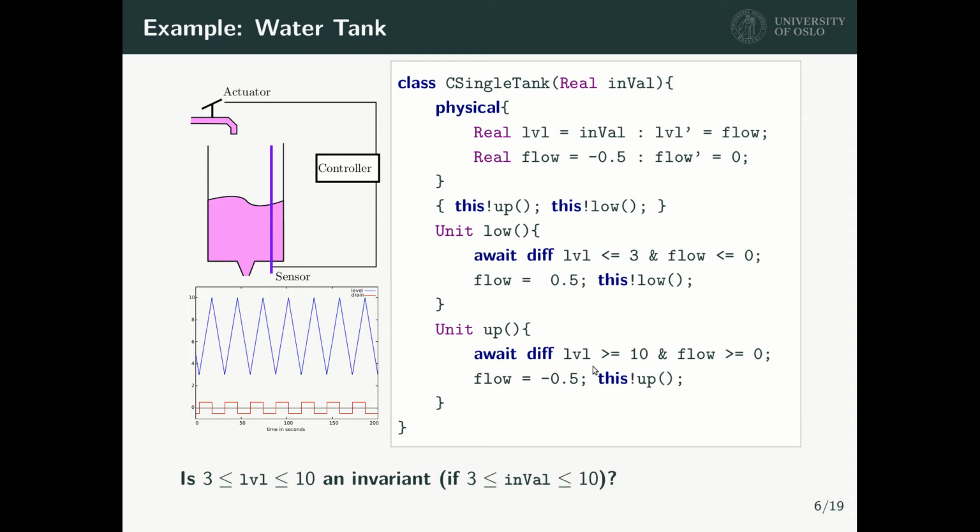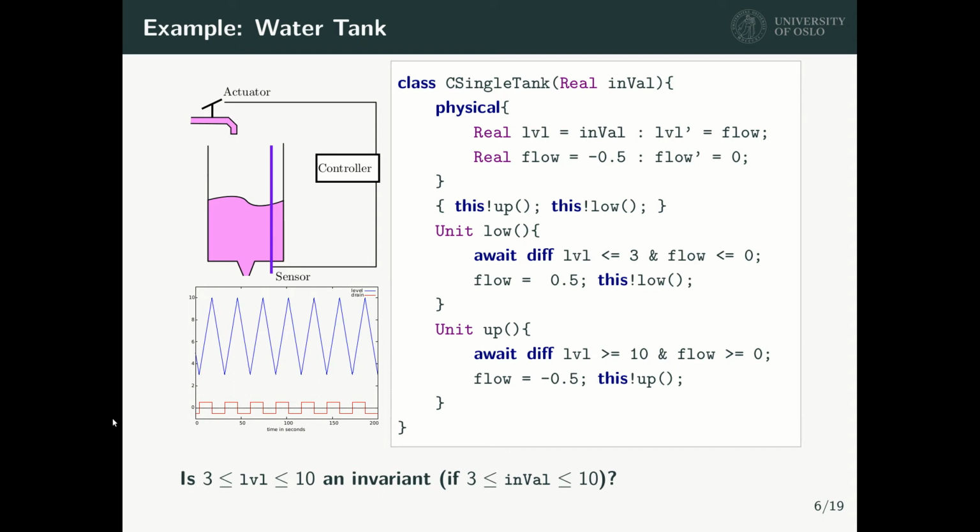10. Now if we start between 3 and 10 and we have an urgent semantics, then this means that this one will trigger at exactly 3 and this one will trigger at exactly 10. So if you simulate this, and there is a simulator for this language, and you start with 5, you would see the behavior that you would expect, which means that you fall to 3, then low triggers, then you go to 10, then up triggers, and so on.